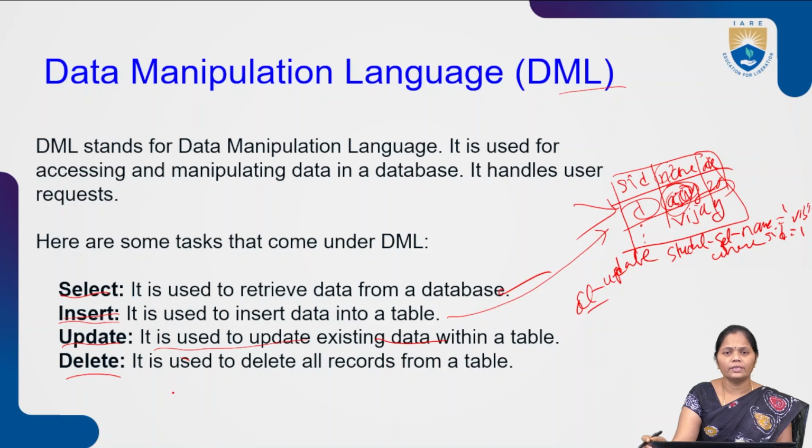Next one is delete. Delete is used to delete all the records from the table. Whenever we write the delete from table name command, by making use of delete, we can delete all the records at a time, or else we can delete the data row wise by specifying the condition also. In both ways, we can use the delete command. Delete from table name.